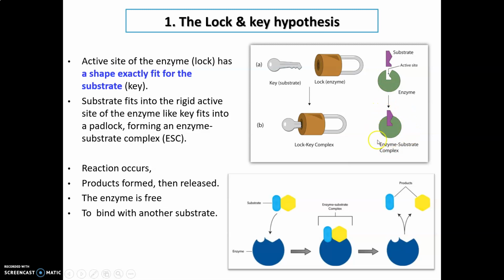this enzyme substrate complex, maka akan adalah this chemical reaction. Okay, bila chemical reaction occur, produk akan form and then dia akan release. Okay, the enzyme akan free and then dia akan bind with another substrate. Itu adalah lock and key hypothesis.